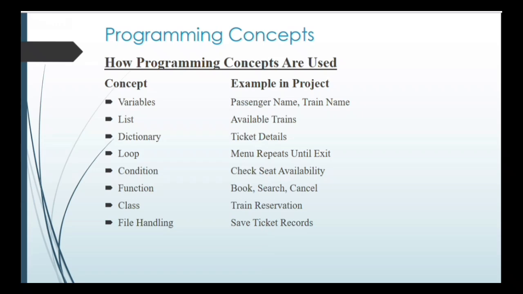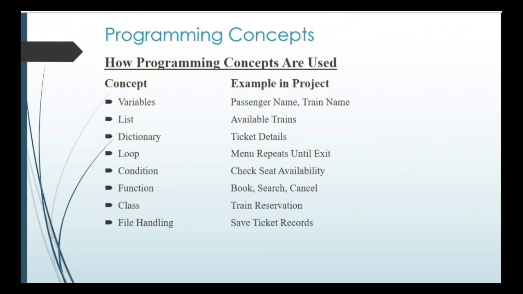Basically, this project is designed using all the major concepts of programming fundamentals, which makes it a complete and practical application. First, variables are used to store basic information like passenger name, train name, and ticket details entered by the user. Lists are used to manage and store available trains so that users can easily view and select from multiple options. Then dictionaries are used to store ticket information in a structured format where each ticket has key value pairs like name and train details.